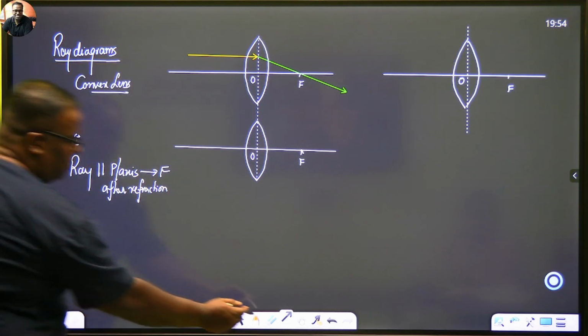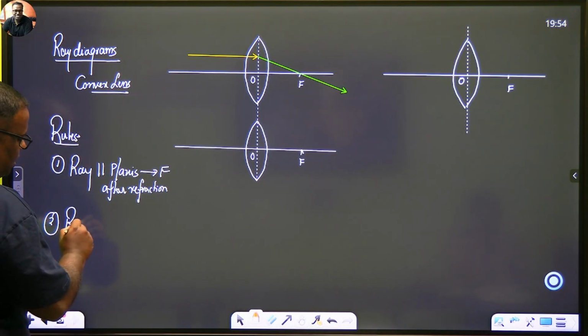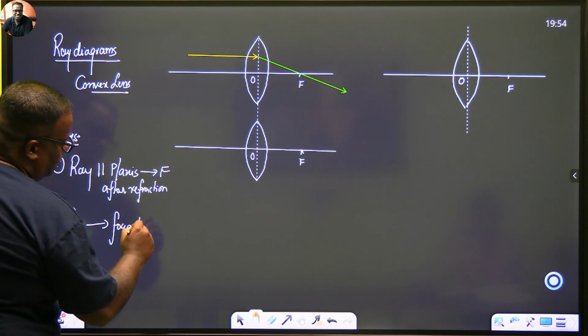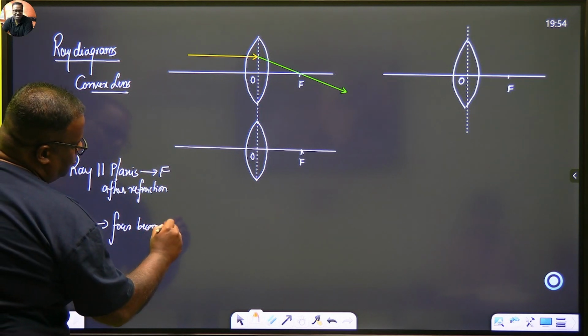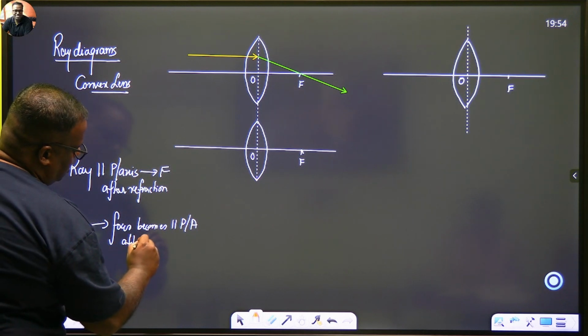The second rule will be, so you'll understand what nonsense this guy is speaking. Ray through the focus becomes parallel to the principal axis after refraction.